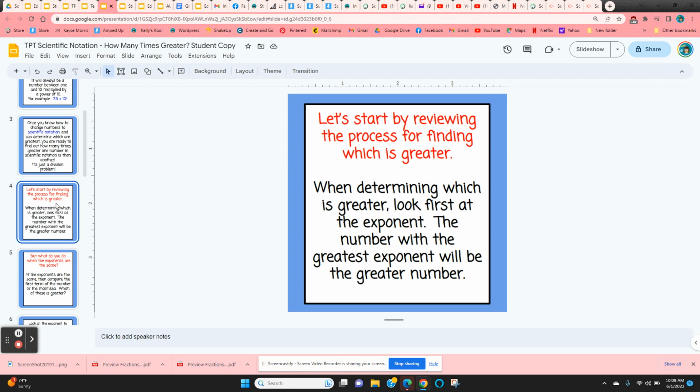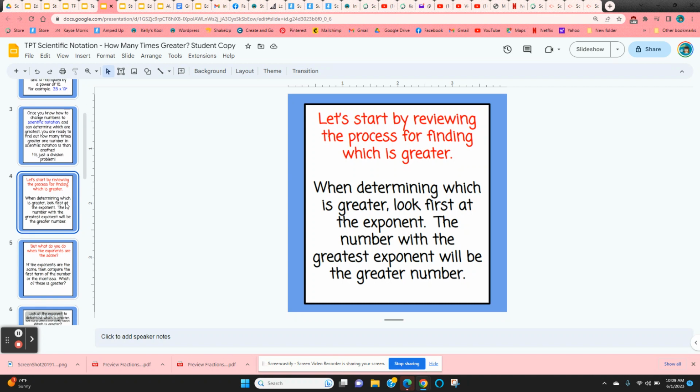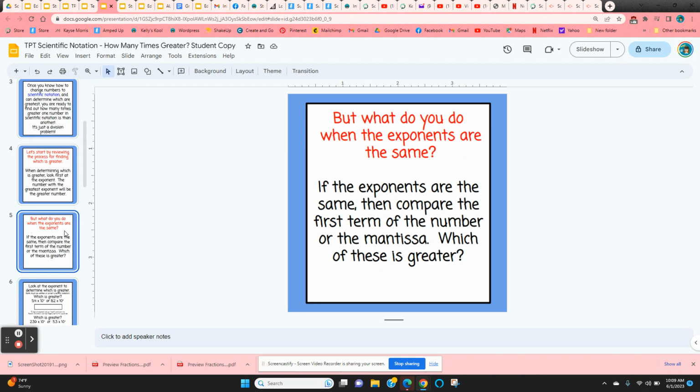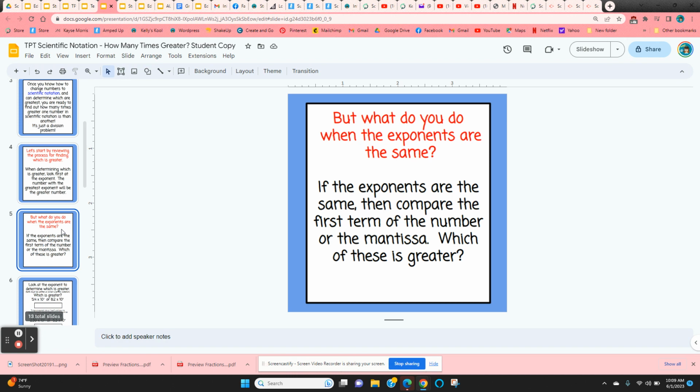So before you can put it into a division problem, you need to be able to easily determine which one is larger. And the first thing you want to look at is the exponent. So whichever has the greater exponent is going to be the greater number. If the exponents are the same, then you look at the mantissa, which is just that first term.